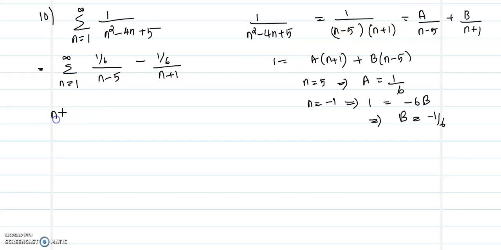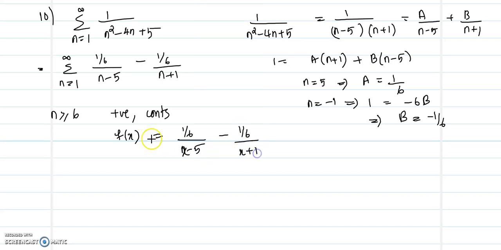So whenever n is greater than 5, this quantity will be positive. So when n is greater than or equal to 6, it will be positive and continuous. If we take f of x, we have f of x equal to 1 by 6 by (x minus 5) minus 1 by 6 by (x plus 1). So f of x will be positive and continuous for x greater than or equal to 6.